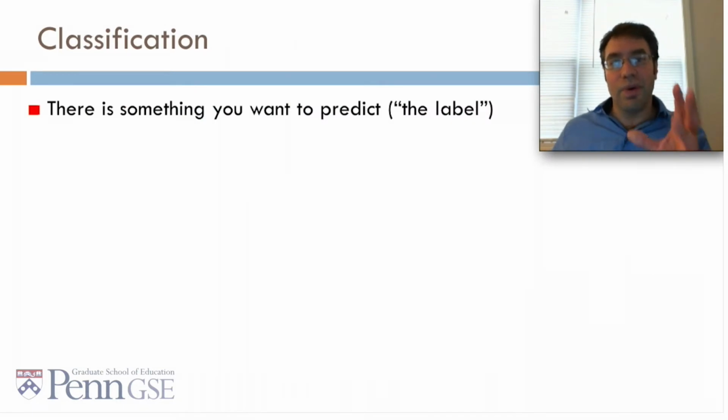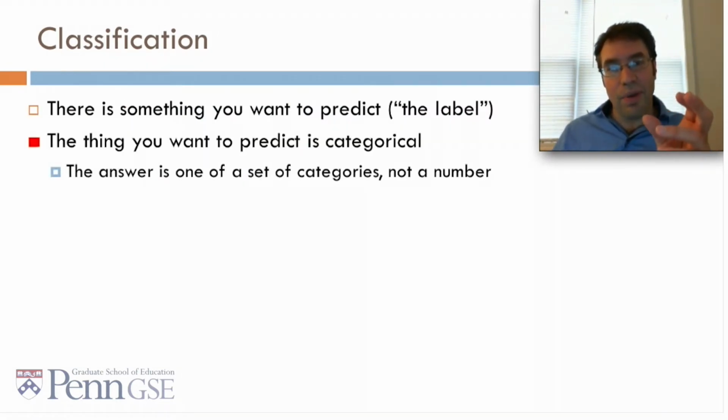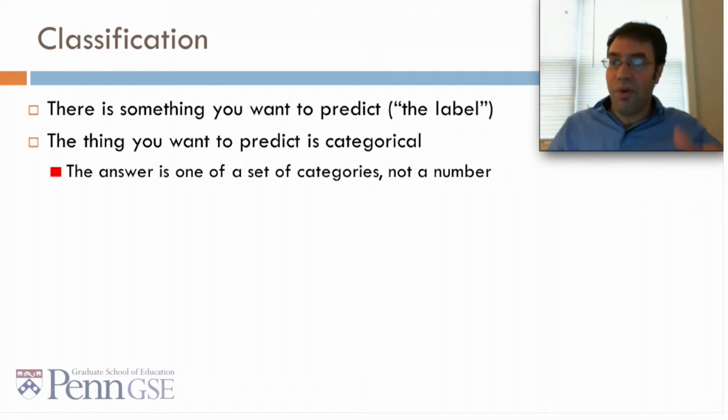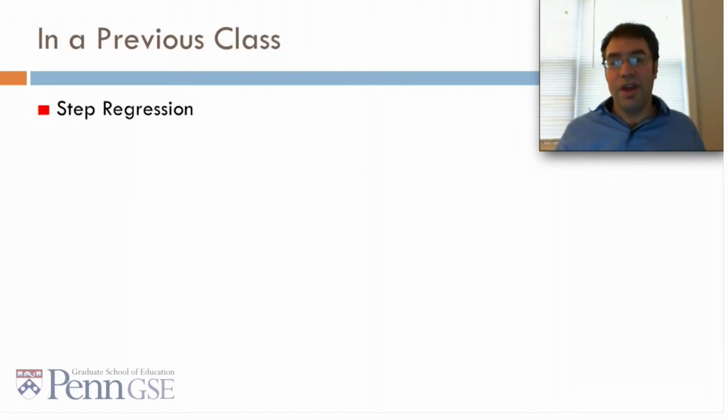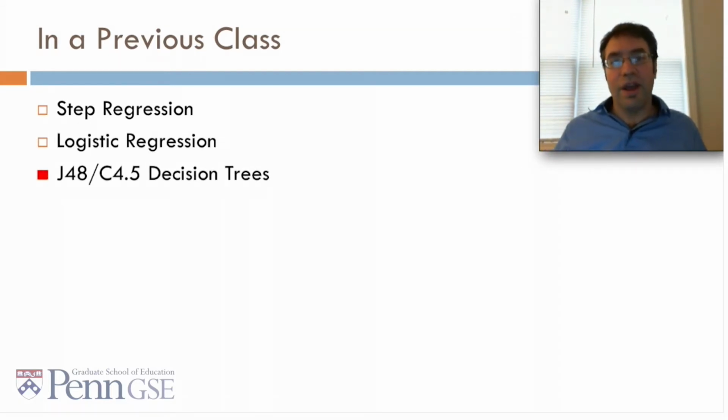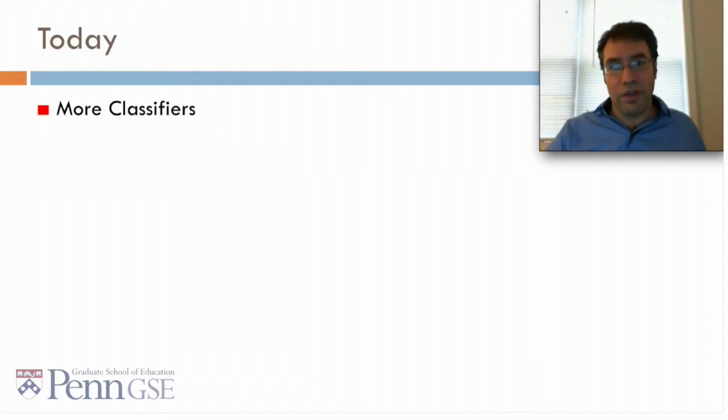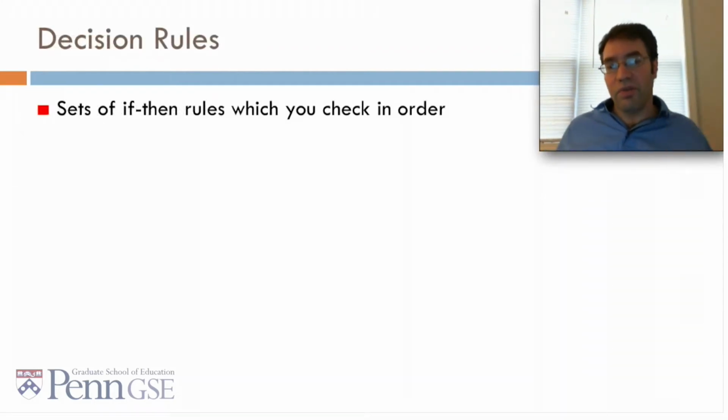Classification is where there's something you want to predict, called the label or the predicted variable, and that something you want to predict is categorical. The answer is one of a set of categories, possibly 0, 1, and not a number. In a previous class, we discussed several algorithms for classification, including step regression, logistic regression, and J48 or C4.5 decision trees. Today we're going to discuss more classification algorithms, starting with decision rules.